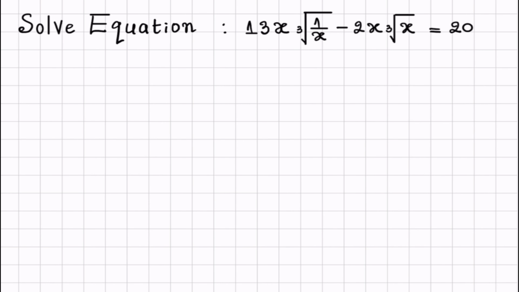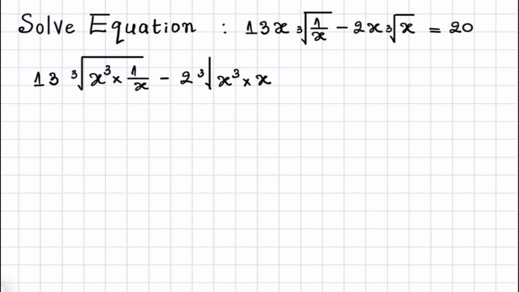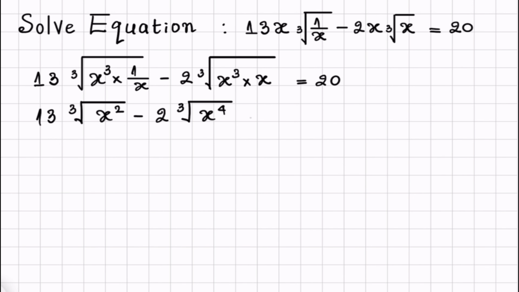First, we have 13, and we're going to take x outside of the cube root into the cube root. So we will get the cube root of x cubed times 1 over x, and then minus 2 times the cube root of x cubed times x, and then equal to 20. 13 times the cube root of, so we're going to simplify this and we will get x squared, and then minus 2 times the cube root of x to the power 4 equal to 20.